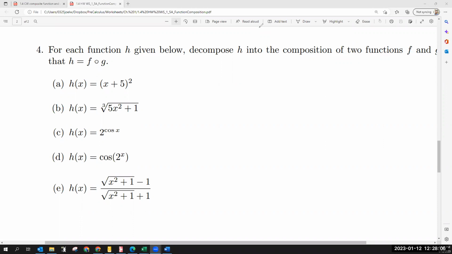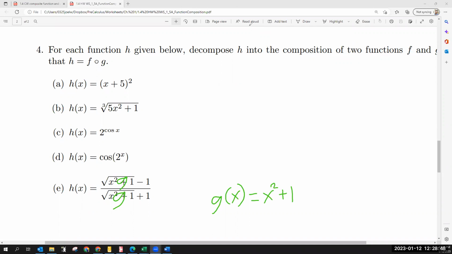Let's look at, well, actually, you tell me, which one do you want me to do? E? Okay. So this one right here. What do I notice seems to be like an inside part? X squared plus 1. So I'm going to say that G of X is X squared plus 1. By the way, there are multiple ways you could do these. If that's my inside, that means that whole thing right there is my G. That means everything else had to be F, correct?